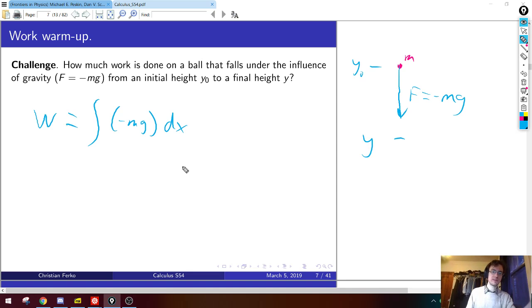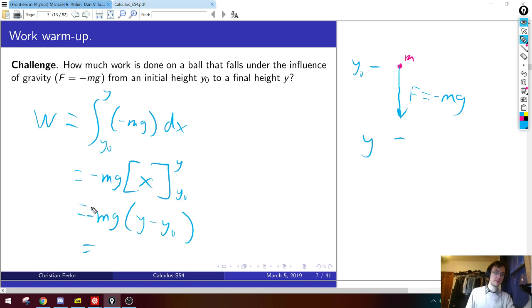What are the bounds of integration? Let's see. y0 at the lower, y at the higher. Good, and that's the easiest one in the book, so what does that come out to? Negative mgx, evaluated at y0, or mg times y minus y0 in parentheses. Yeah, minus mg times y minus y0.